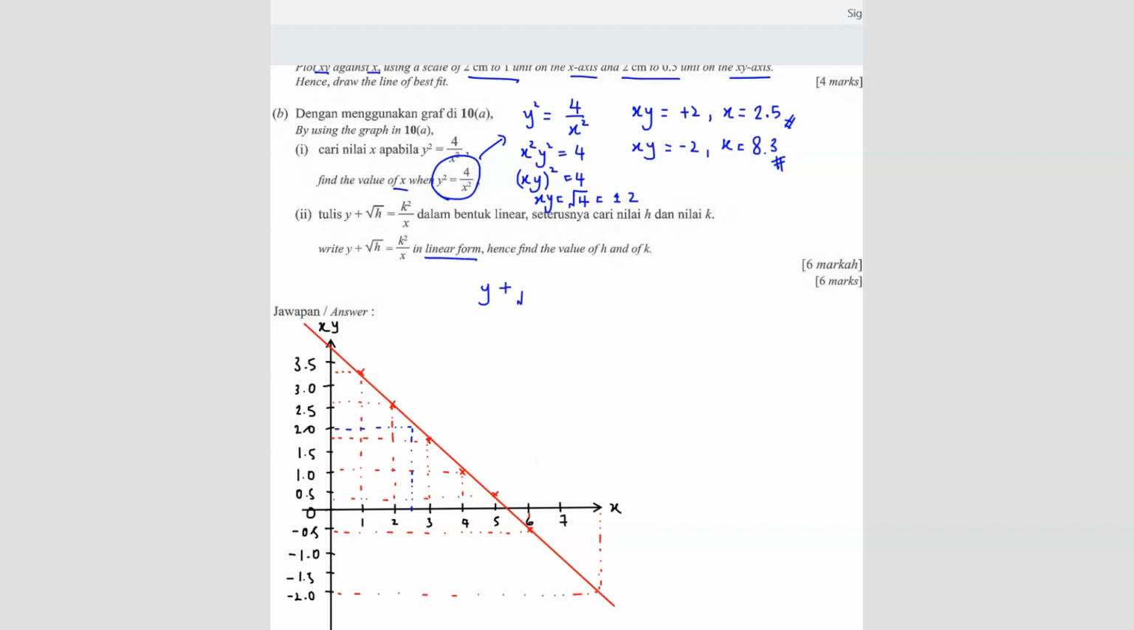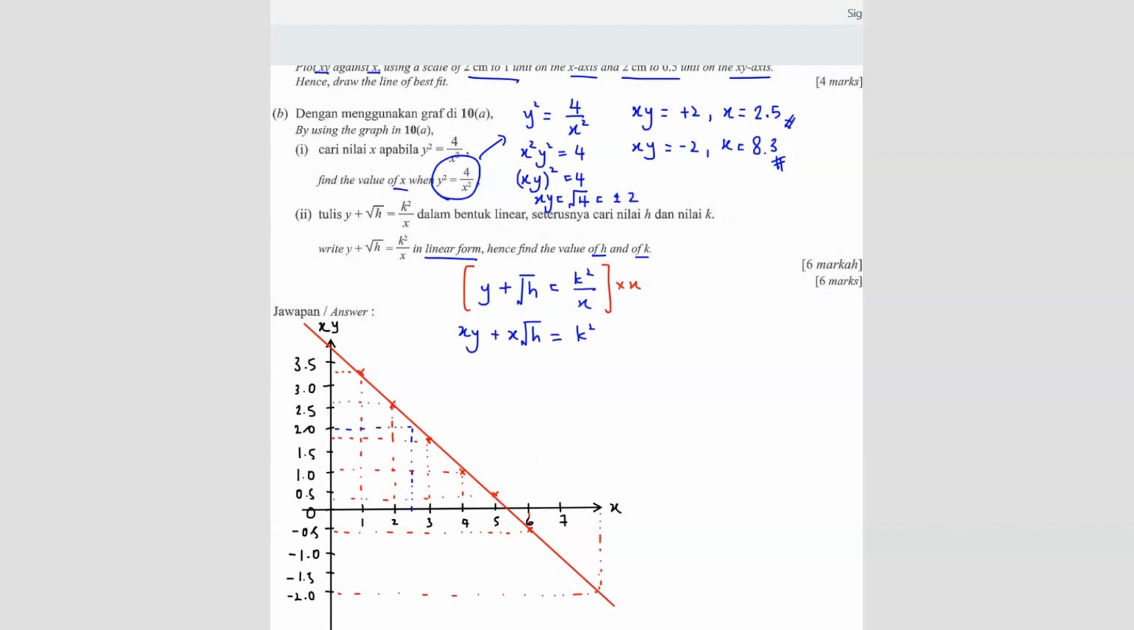y plus square root h equals k square over x. So now if I want to make it have an xy, here got only y, right? So what I can do is I can take the whole thing times x. Okay, when I times x, I should get xy plus x square root h equals to k square. Okay, now they want me to find h and k.